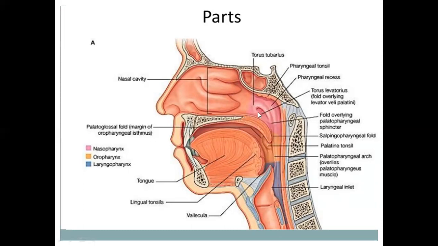In the nasopharynx, this is the pharyngotympanic tube. Here the pharyngeal tonsils are present. This bulging is called the salpingopharyngeal fold. This fold is due to the salpingopharyngeus muscle, which is covered by the mucosal fold. This is a longitudinal muscle of the pharynx. The salpingopharyngeus is a longitudinal muscle that arises from the pharyngotympanic tube.